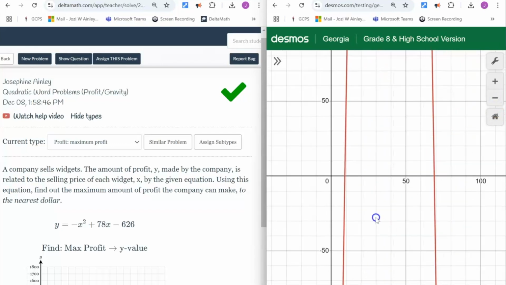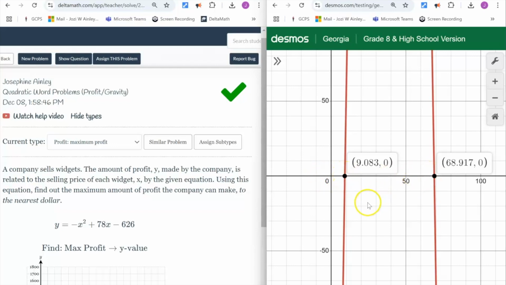Okay, so for me to make 0 profit, remember the y-axis is profit. So for me to make 0, I would need to sell it at $9.08, or I could also sell it at $68.92. So that's another question. Making 0 profit, to just completely break even, means I go to where my zeros are.